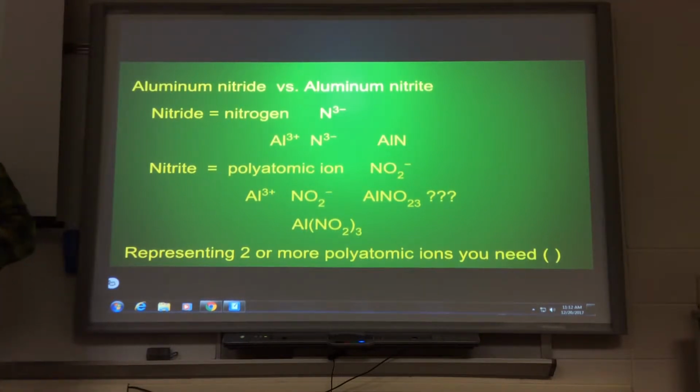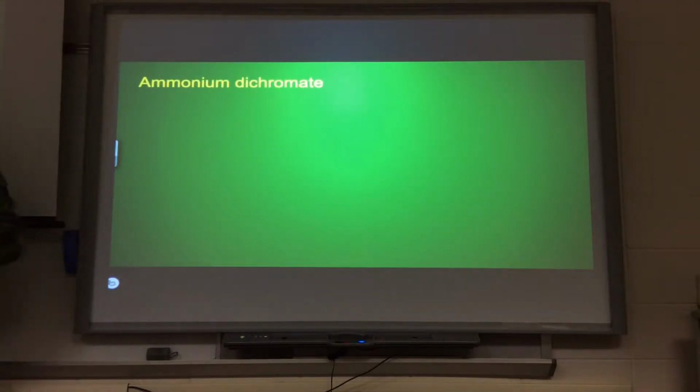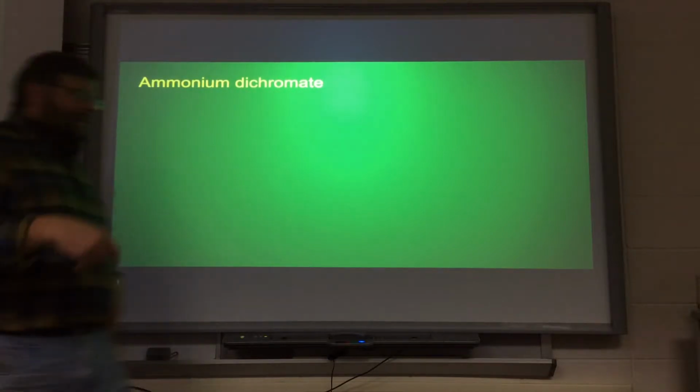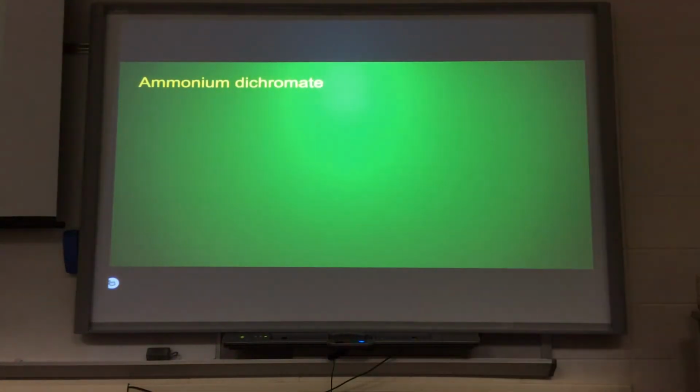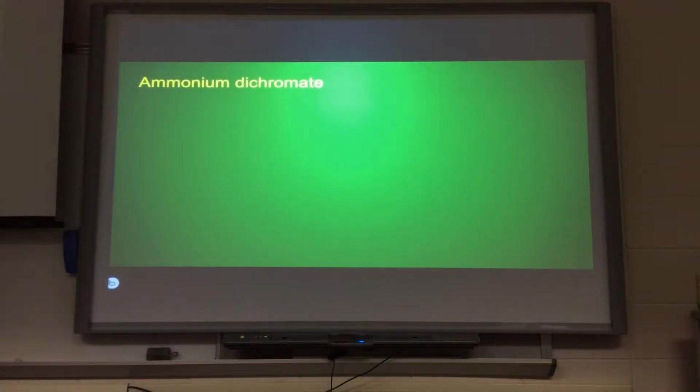All right, so let's take a look at a couple more examples. This guy, ammonium dichromate. Is there a polyatomic ion in there? Yeah, definitely. I see an 8. That's usually a good indication that I've got a polyatomic ion, having that 8 present. But what about ammonium? What element is that? Sounds like it's an element.